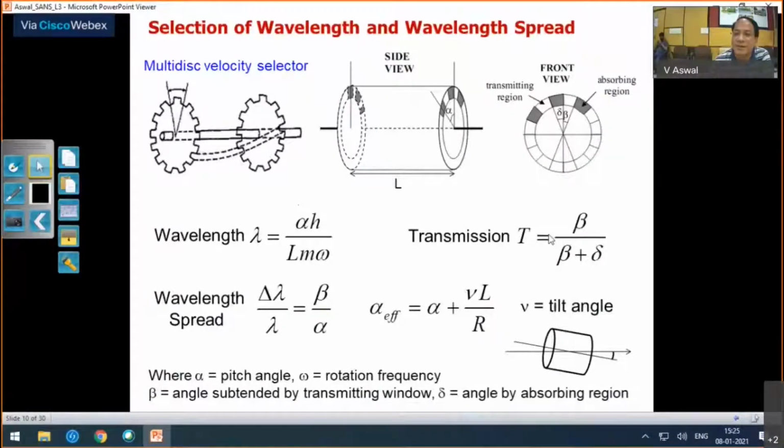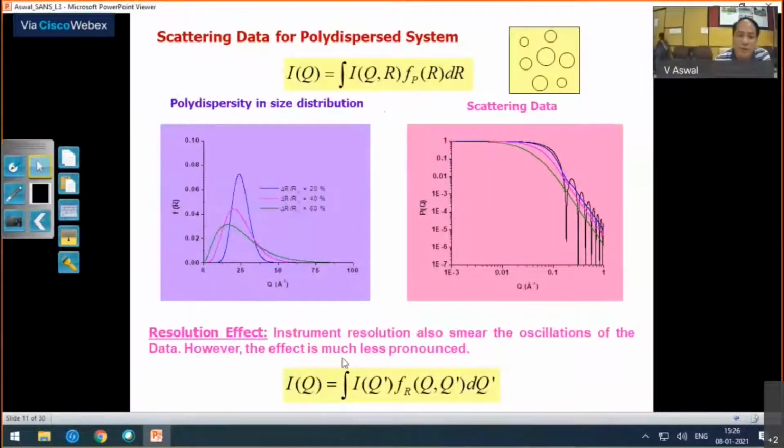And then this is the transmission. So it depends on the angle subtended by your transmitting region. If you don't know the resolution function of your instrument, you may be making an error in the calculation of polydispersity. This is because in both cases your data are smeared, and if you don't know the resolution function, you can mistake this smearing for polydispersity. Therefore, to get the correct value of polydispersity, it is important to know the resolution function of the instrument.